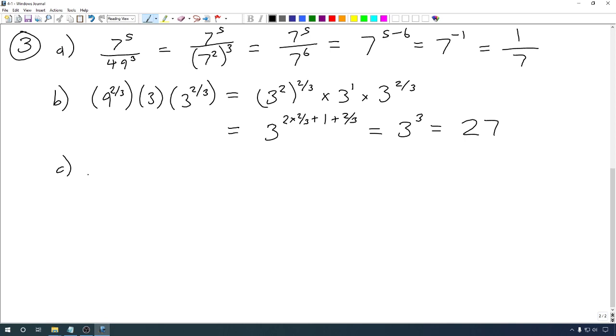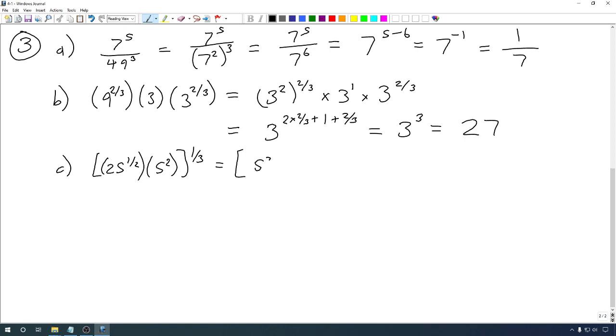All right, part C. Here we have 25 to the 1/2 power times 5 squared, and all of that to the 1/3 power. I want to figure out what this thing is. Once again, like the previous two, we want to put everything in the same base. So since we already have a base of 5, it might make sense to go ahead and convert 25 to 5 squared.